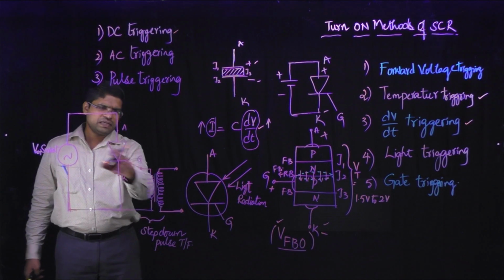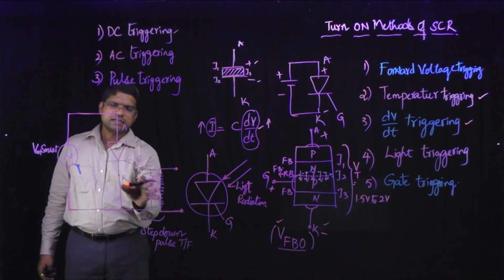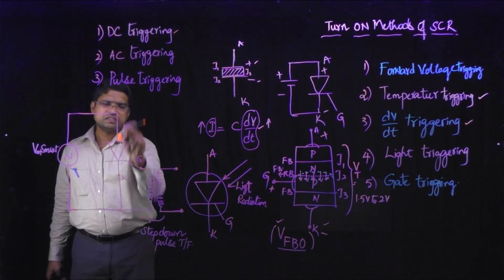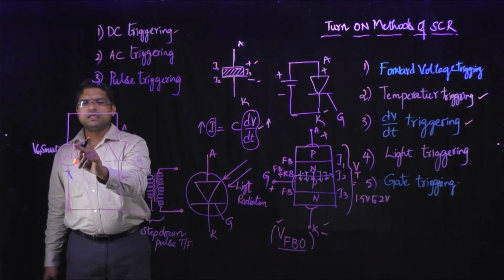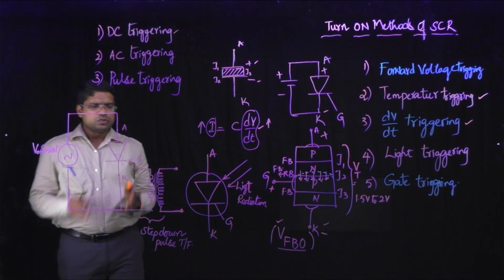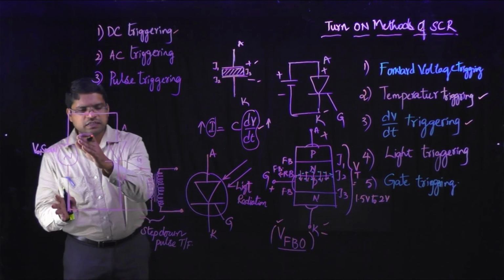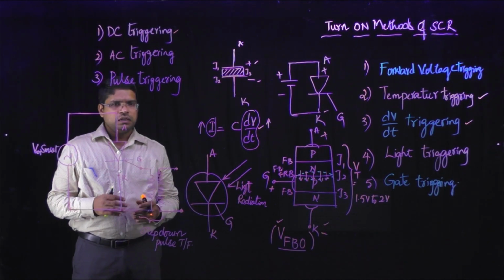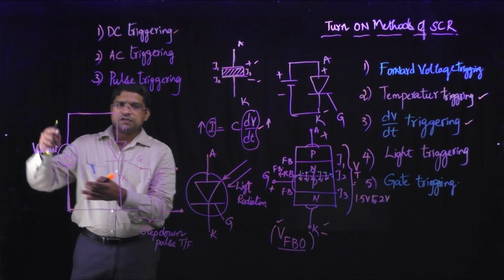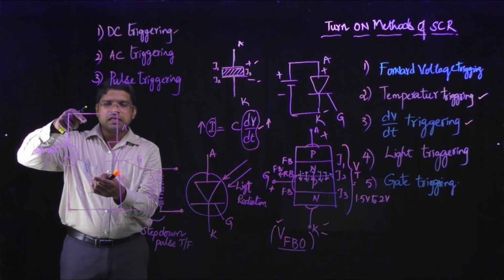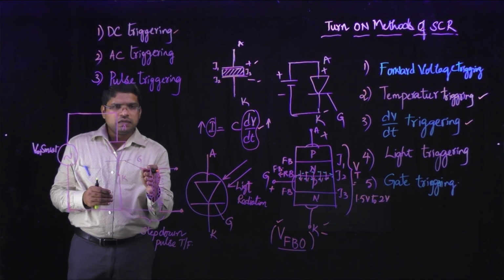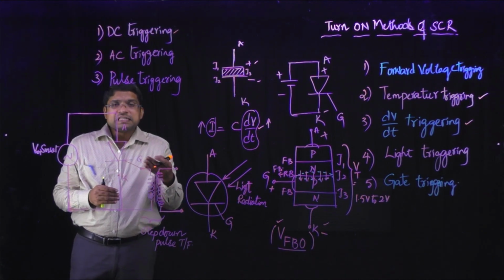This is the circuit for AC gate triggering. Here we see two circuits. One is power circuit and another one is control circuit. Power circuit is connected across anode and cathode terminals. That means main supply is connected across anode and cathode terminals. With proper isolation between this power circuit and gate circuit, the SCR is turned on by the phase shift AC voltage derived from the main supply. But here the firing angle is controlled by changing the phase angle of the gate signal.